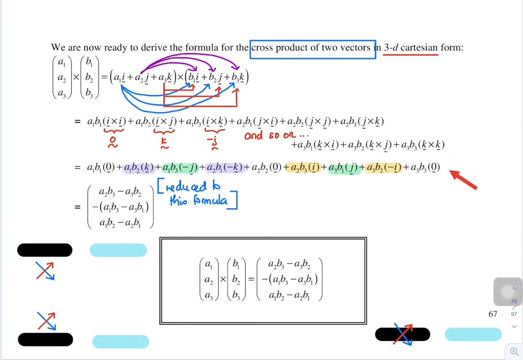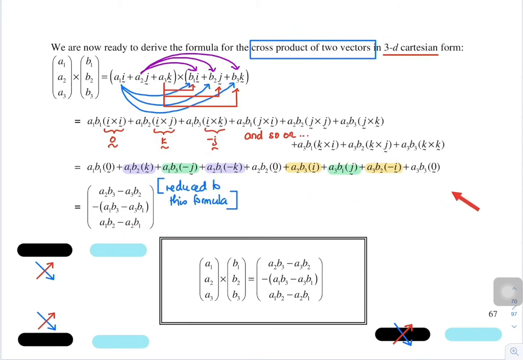and then we realize that we can actually rewrite this into the column vector form by grouping the x component, y component, and the z component. So if we group the x component, we will have a2b3 minus a3b2. For the y component, we would have negative of a1b3 minus a3b1. Last but not least, for the z component, we would have a1b2 minus a2b1.